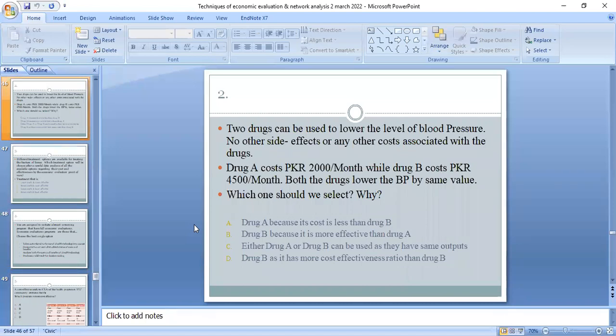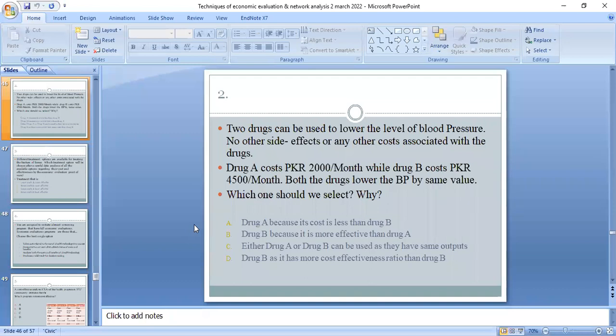Second MCQ: two drugs can be used to lower the level of blood pressure. No other side effects or any other costs are associated with the drugs. Drug A costs Pakistani rupees 2000 per month, while drug B costs Pakistani rupees 500 per month. Both drugs lower the BP by the same value. Which one should be selected and why?